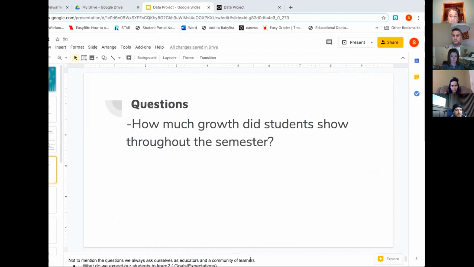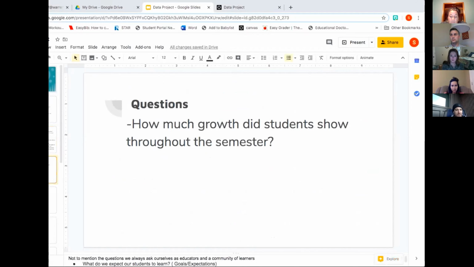But in addition to that, in PLC, here are the questions that we always ask ourselves as educators and as a community of learners in 2nd grade and all levels of instruction in the Warrensburg School District PLC model. So what do we expect our students to learn? How will we know they're learning? How will we respond when they don't learn? And how will we respond if they already know it?